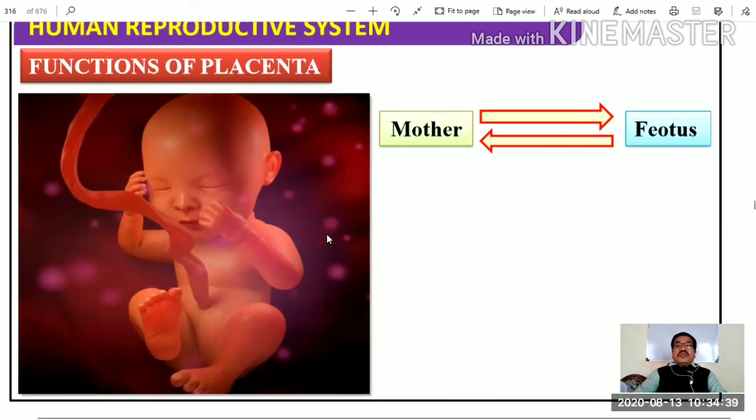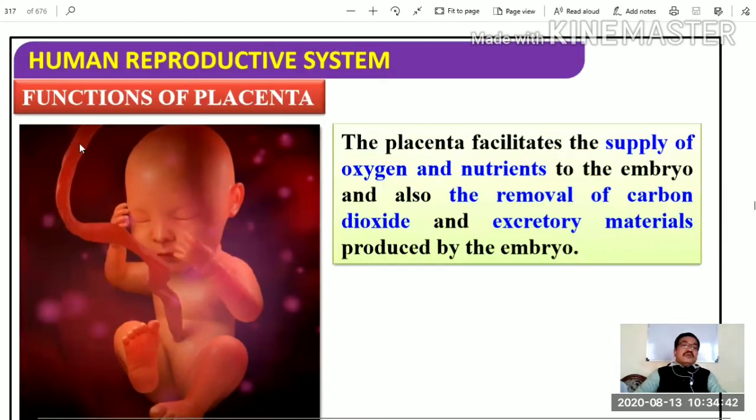The placenta facilitates the supply of oxygen and nutrients. This is the cord which provides oxygen to the fetus, and the blood supply and nutrients also to the fetus. That's why the fetus is able to develop. And it also removes carbon dioxide and excretory material produced by the embryo. Whatever carbon compounds, carbon dioxide gas and excretory materials are produced will be released out. So this is a very important function performed by the cord.